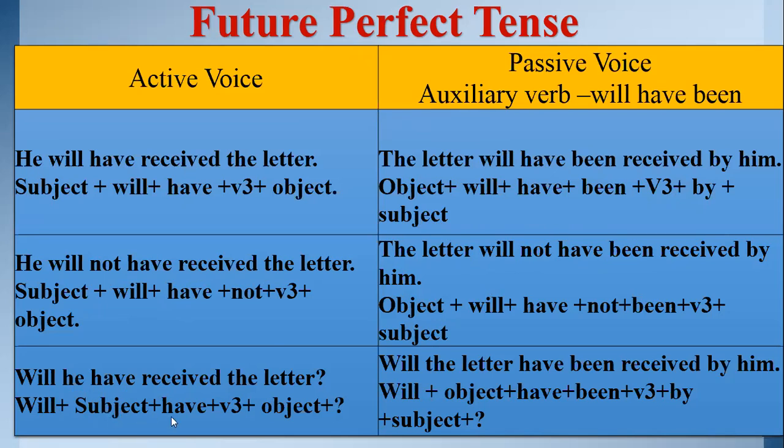the subject, and then I have the third form of the verb with the object. Okay. And now see, in the future perfect tense, we are using the third form of the verb at both the places. Will the letter have been received by him? Okay, so now again I have the will with the object with the have been, that is my auxiliary verb here, the third form of the verb, and then the by, and then the subject with the question mark in the end to show that this is a question.